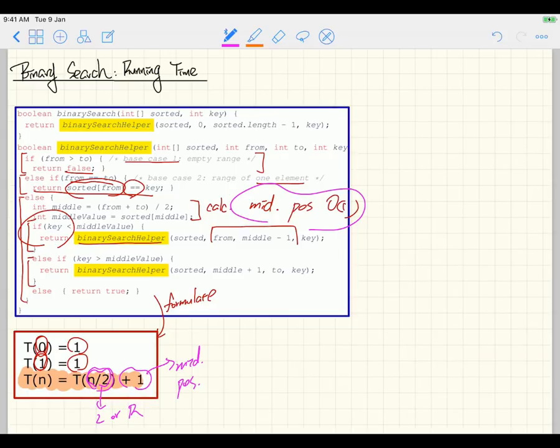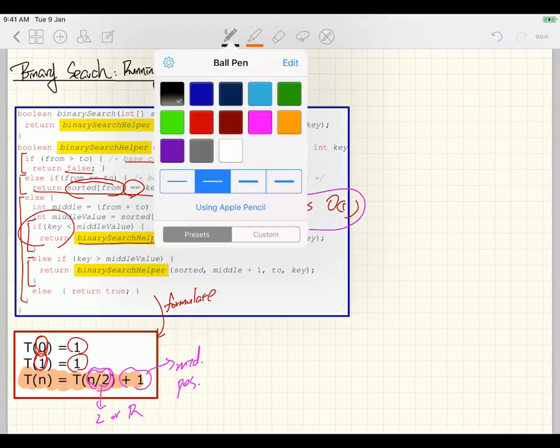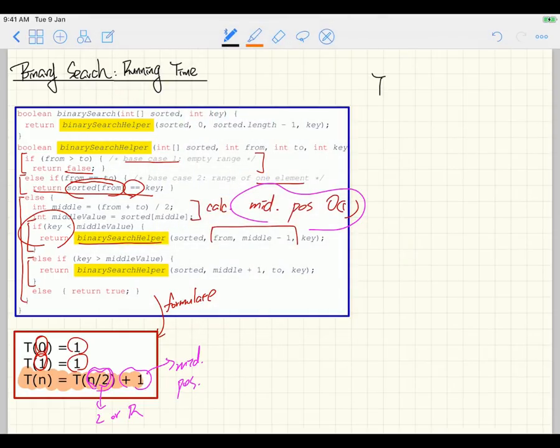Okay? I presume you're okay. So now how do we solve it? Again, let's try. We start with T(n) over here, and then the recursive case is like this: T(n/2) + 1. Let's do the unfolding. How do we do it?